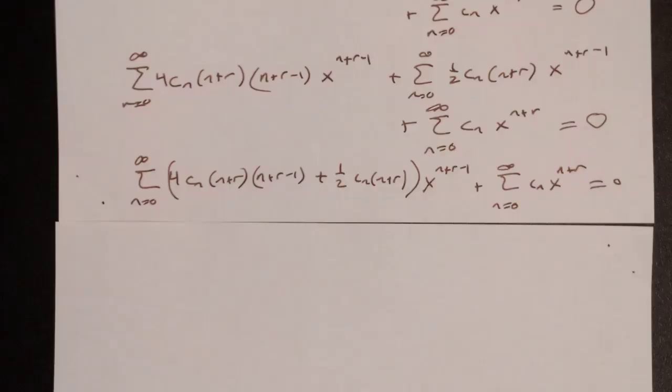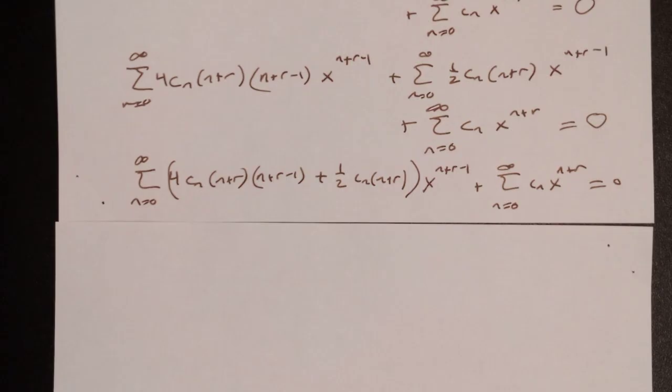Yesterday, when we were dealing with series that were not caring about whether they were singular points or ordinary points, what did we do once we got here, where we had one series with one power of x and another series with another power of x?